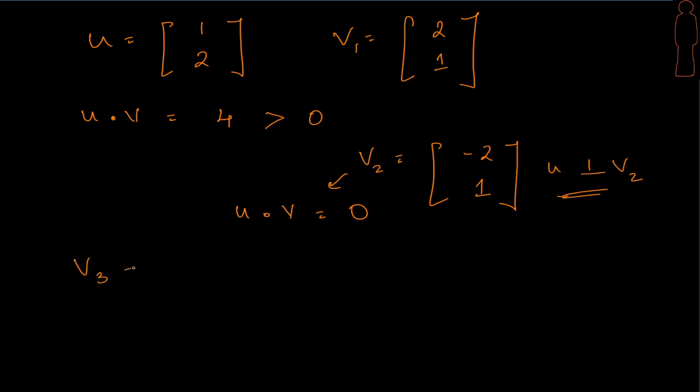Okay, let me talk about another vector, let's say -3 and 1, right? And now let's talk about u dot v3. What is the answer? -3 times 1 plus 2, right? So that's going to be a -1, and it tells us that this is less than 0. What does that tell us? That v3 is lying on the other half plane away from u, right? It's on the other half plane.